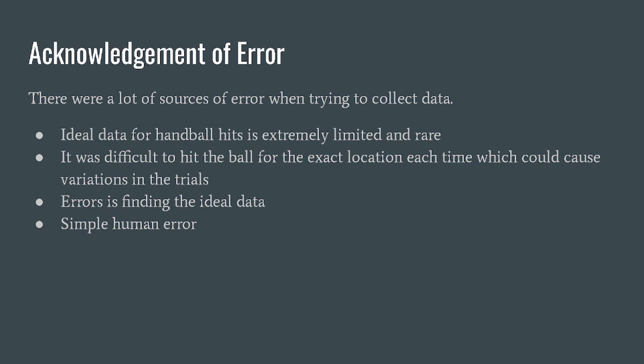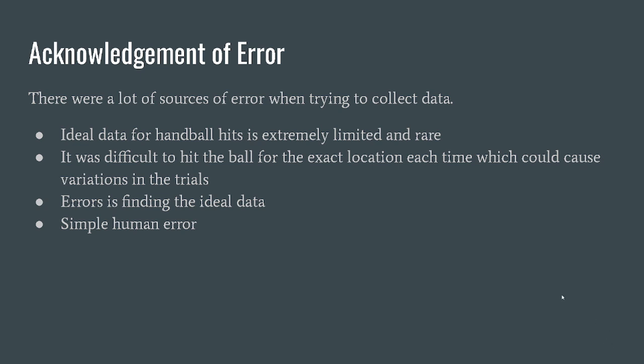Acknowledgements of error. In our trials, there were quite a few sources of error that could have occurred. Firstly, data for an ideal hit was very hard to come by since it's an unpopular sport. This meant we had to produce our own data using the physics concepts that we know, and from that, we could have produced some error.